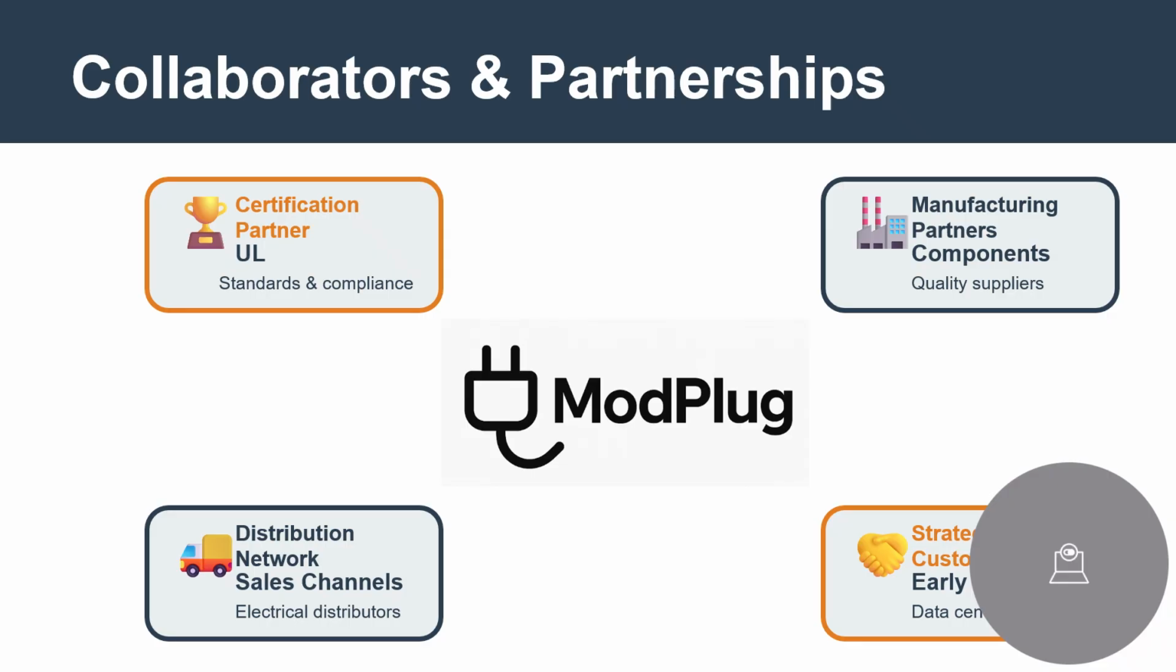The collaborators component of the 5Cs framework is critical for ModPlug because we can't succeed alone. Let me outline our key relationships. First, our dependencies. We absolutely need our UL certification partner. This relationship is foundational to our value proposition. We also depend on component manufacturers for quality and reliability. And we need robust quality assurance processes because any failures in the field could damage our reputation and certification.